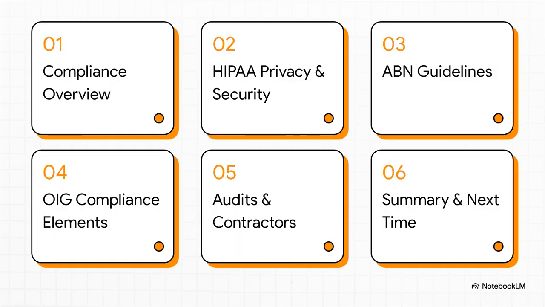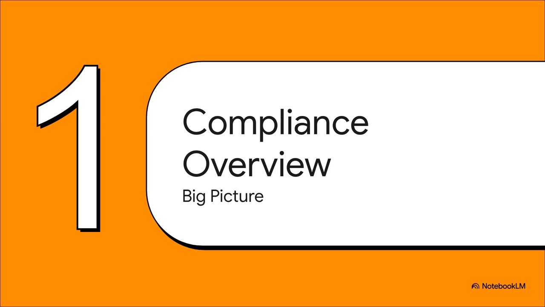Here's our syllabus for today's explainer. We're going to systematically break down 4 crucial areas: the privacy shield, the financial shield, the organizational shield, and finally, the audit enforcers. Let's go! Section 1, Compliance and Privacy Overview. Let's look at the big picture of regulatory compliance and why it's tested so heavily.